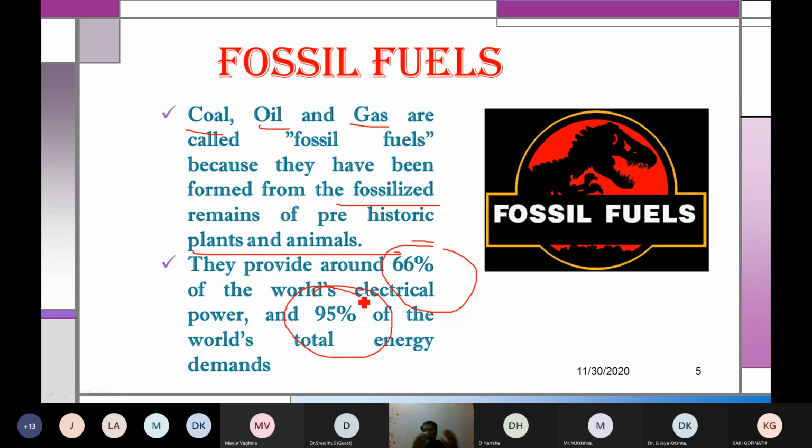Then why do we want to move from this? Because it's available. Power generation is there. I'm getting power. If I go to the petrol bunk, I'll get petrol, diesel. Everything is available. Then why do I want to go for renewable energy sources? Why do I want to leave this fossil fuel? There are a lot of reasons behind this. I'll just tell you a few reasons why we are not going for fossil fuel.